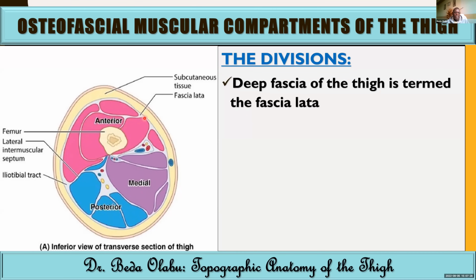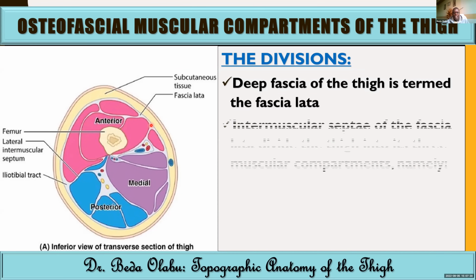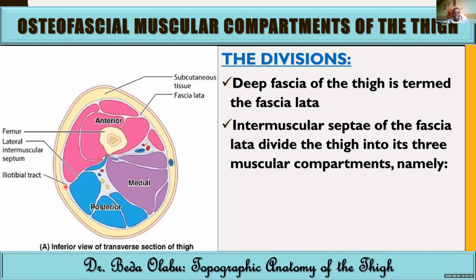This is the fascia lata. And this fascia lata has intermuscular septa like this one, or that one, which extend from it to the femur, linea aspera in particular, hence dividing the thigh into muscle compartments. We have three muscle compartments. The posterior compartment, also called flexor compartment, is on the posterior thigh. We've already discussed that one in the previous class.